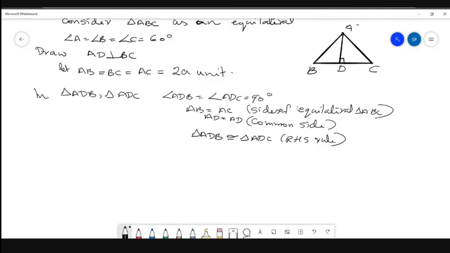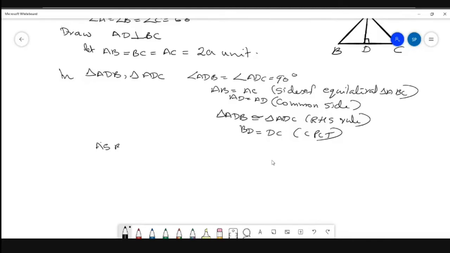Now they are congruent. Therefore, we can say that BD equal to DC by CPCT. BD and DC are equal. So since we have taken all the three sides of the triangle as 2A unit, BC is also 2A unit. So BD equal to DC equal to, now as BC equal to 2A, we can say that BD equal to DC equal to A unit.